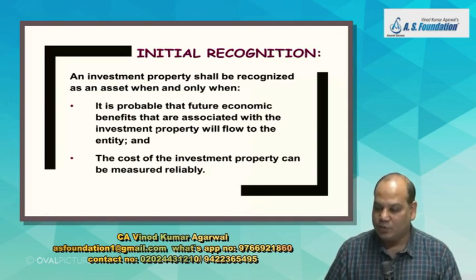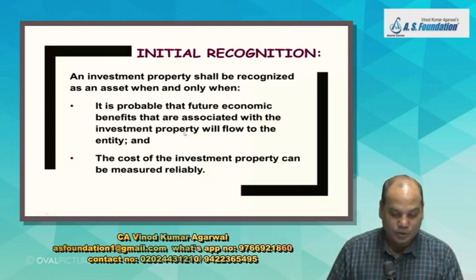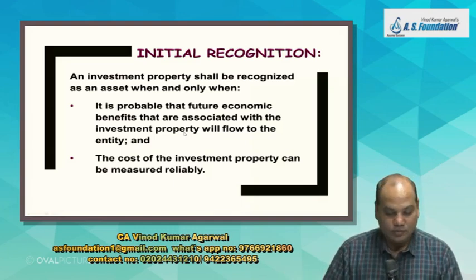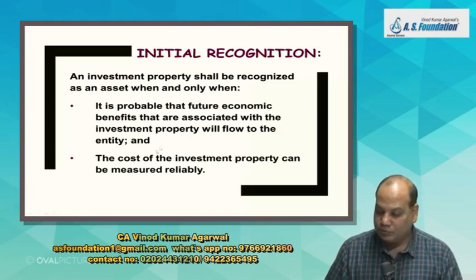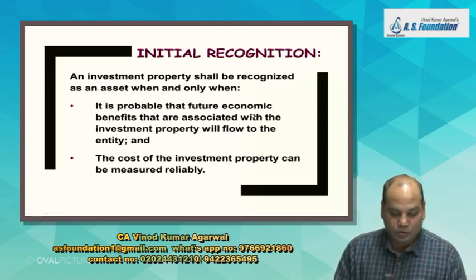So first point is, it is probable that future economic benefit will flow to the entity. Because the municipal authorities have raised an objection and asked the company to demolish a part of the building, future economic benefit has become uncertain. So the answer is, even though cost can be measured reliably, future economic benefit is uncertain, so it cannot be recognized as investment property. For the expenditure they have incurred, they have to apply impairment testing. Is it right? So I have written an answer.